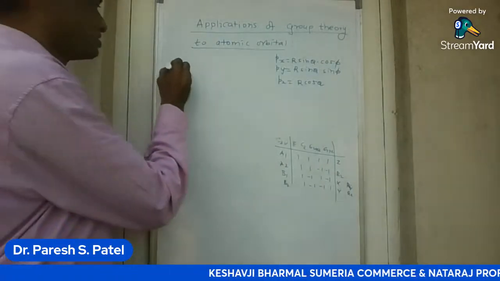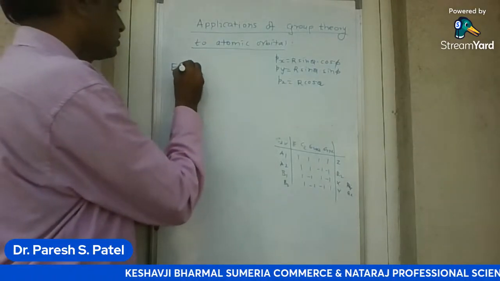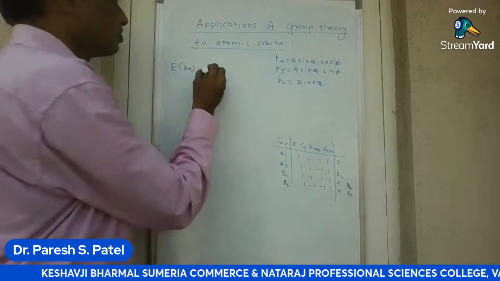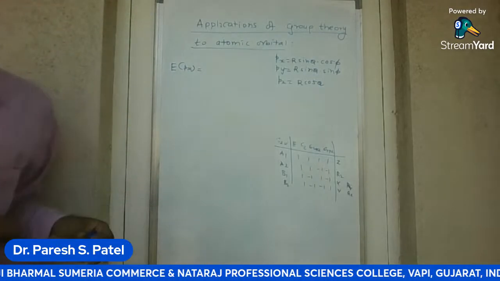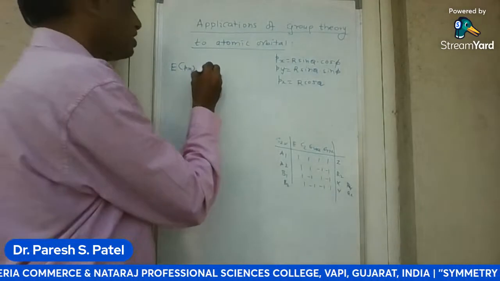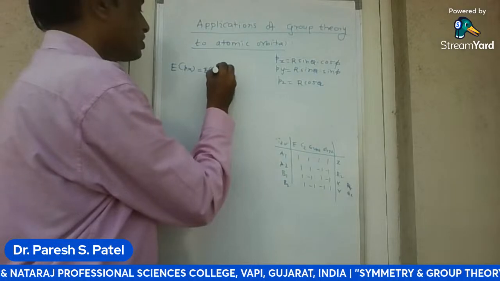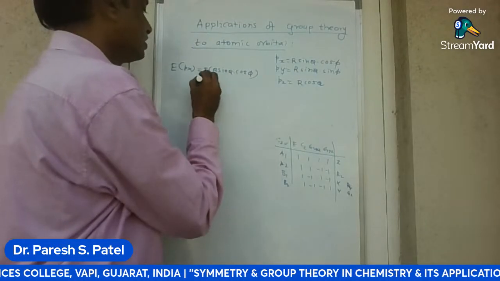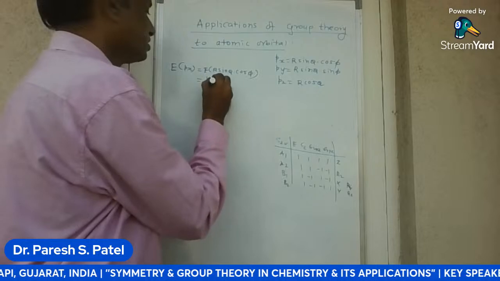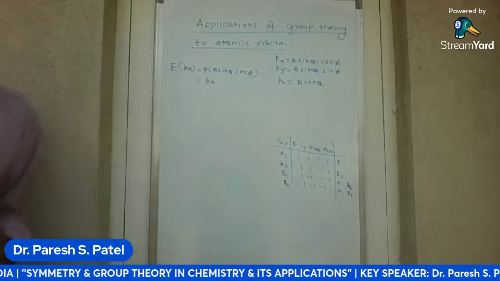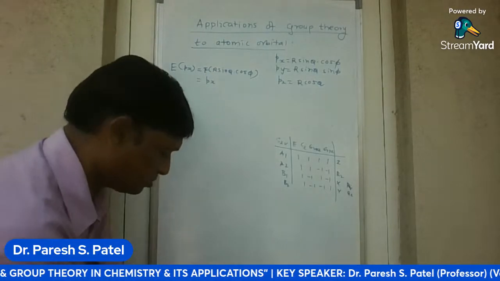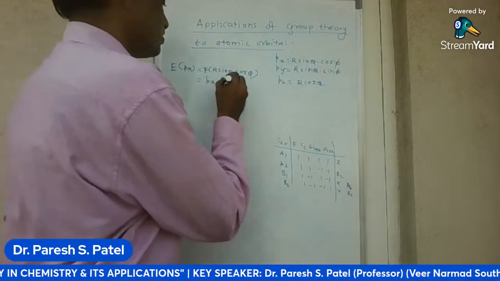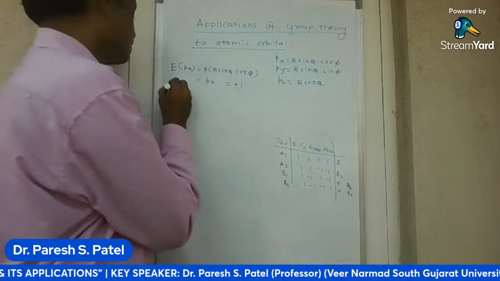E into px. So E into Px is equal to E into R sine theta cos phi, which is equal to Px. So the character is equal to plus 1. There is no change. It means the character is equal to plus 1.